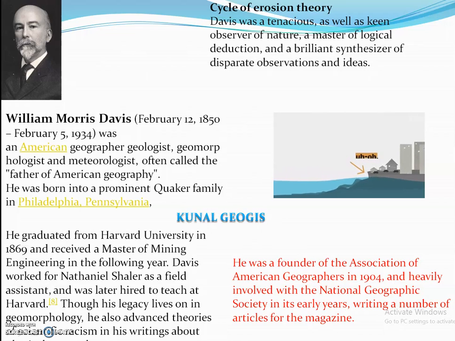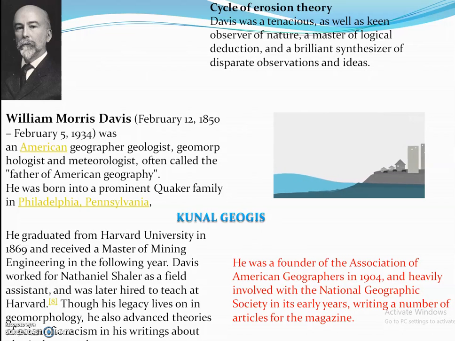Davis was a tenacious as well as keen observer of nature and a master of logical deduction, and brilliant at combining disparate observations and ideas from his own field observation and studies made by the original 19th century surveyors of the western United States. He devised his most influential scientific contribution, the geographical cycle, a theory first defined in its 1889 article, the rivers and valleys of the Peninsula, which was the model of how rivers erode uplifted land to base level.